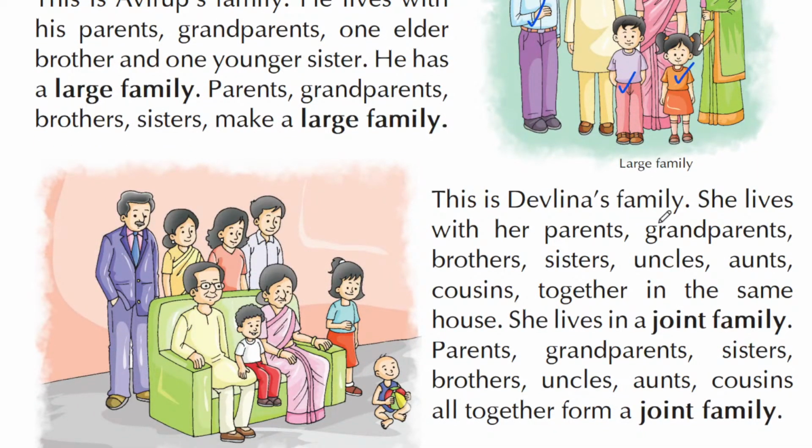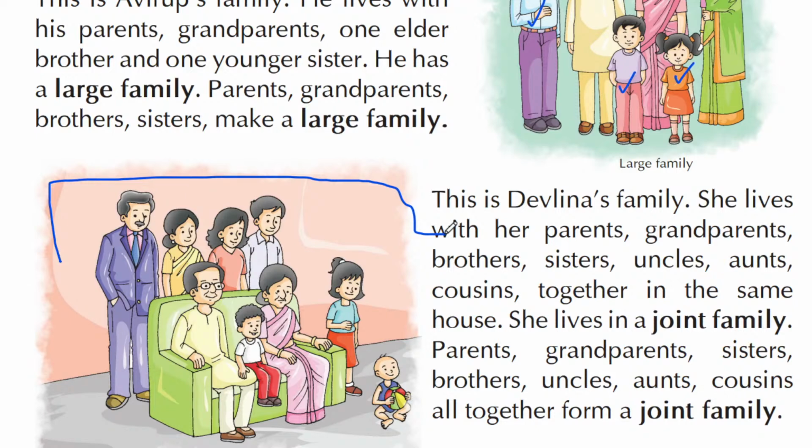Now let's move on to Devlina's family. She lives with her parents, grandparents, brothers, sisters, uncles, aunts, and cousins together in the same house. So you can see this is a very big family. I think there are 10 members. They live together. She lives in a joint family. So their family is a joint family.